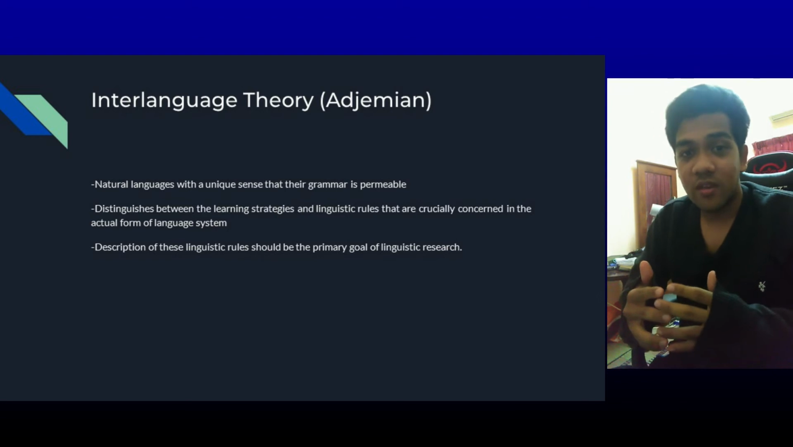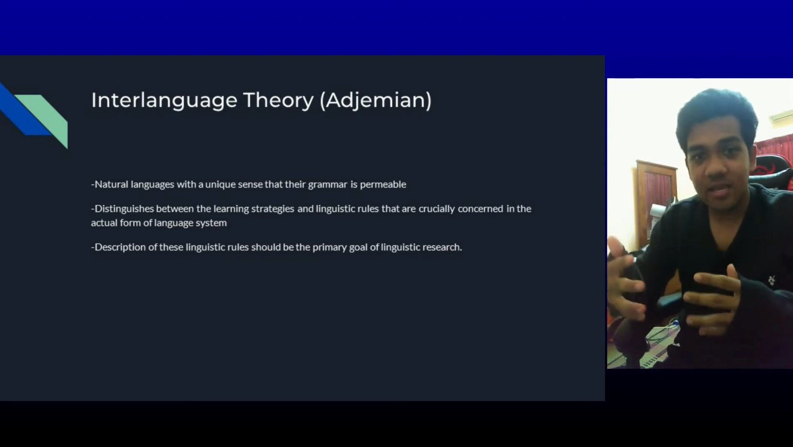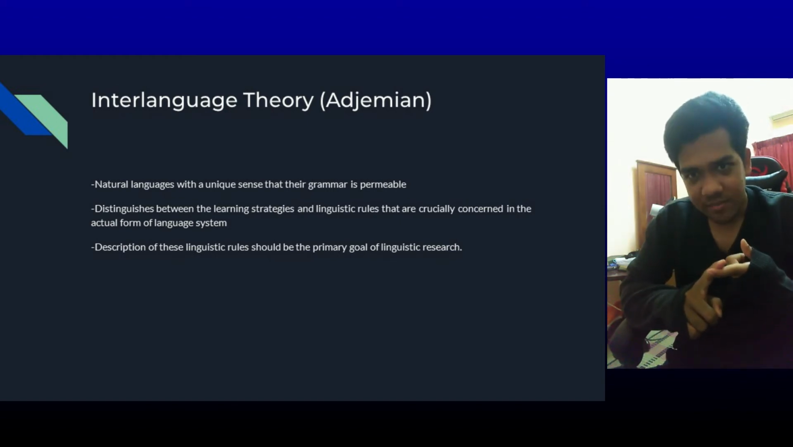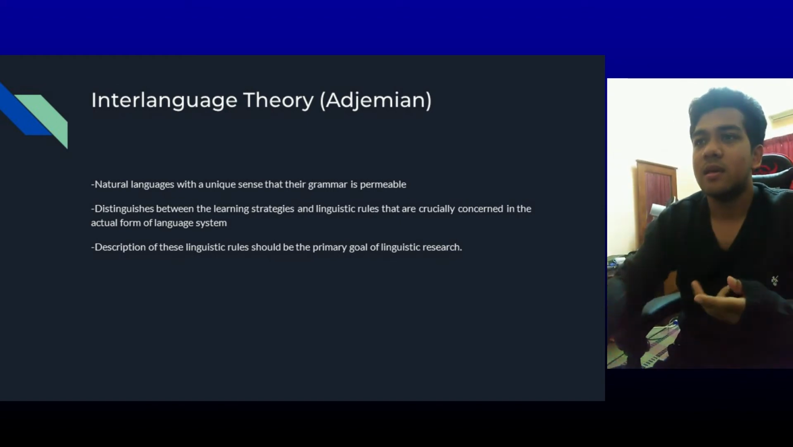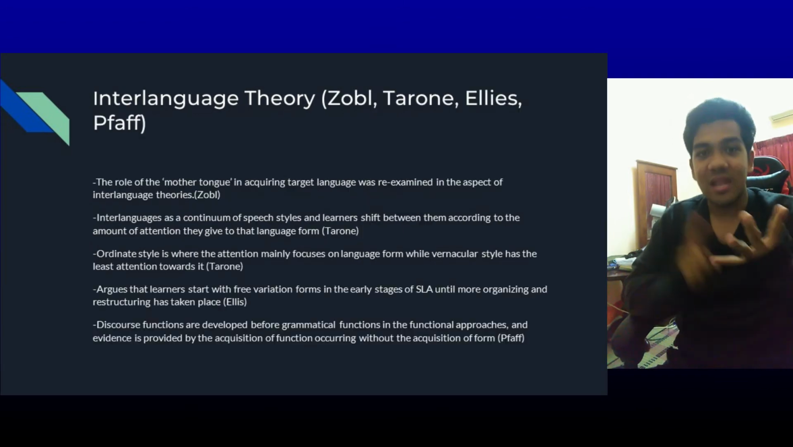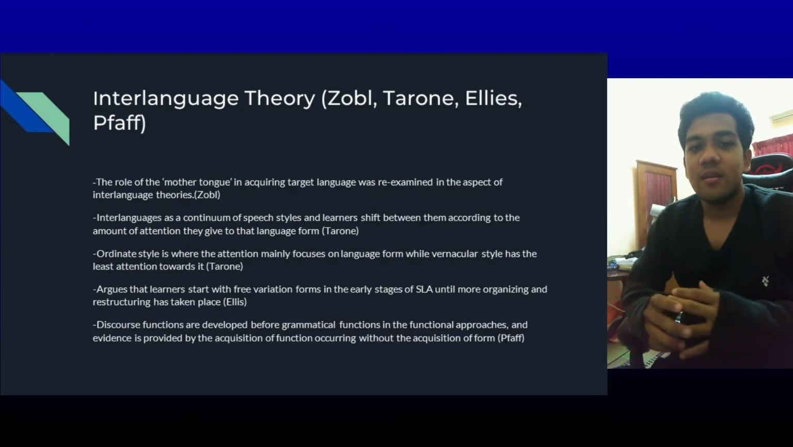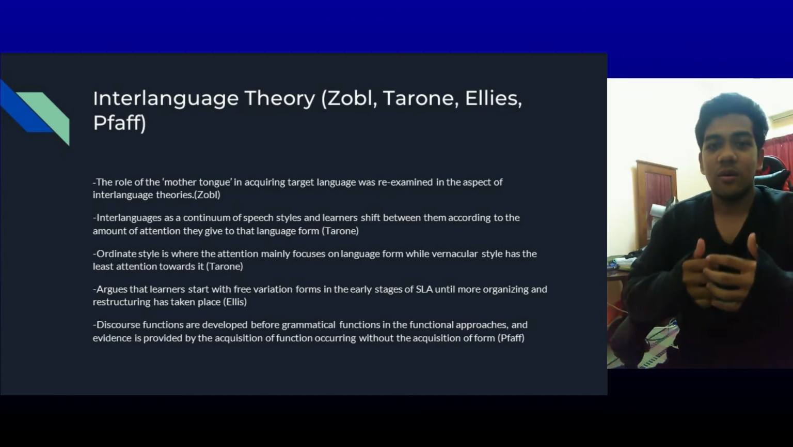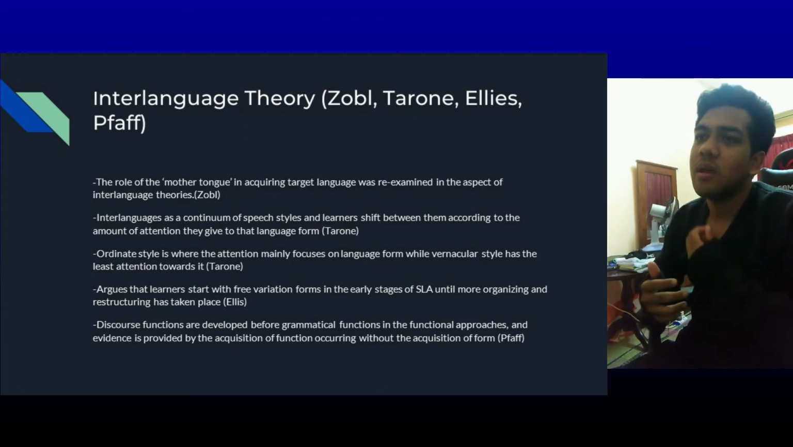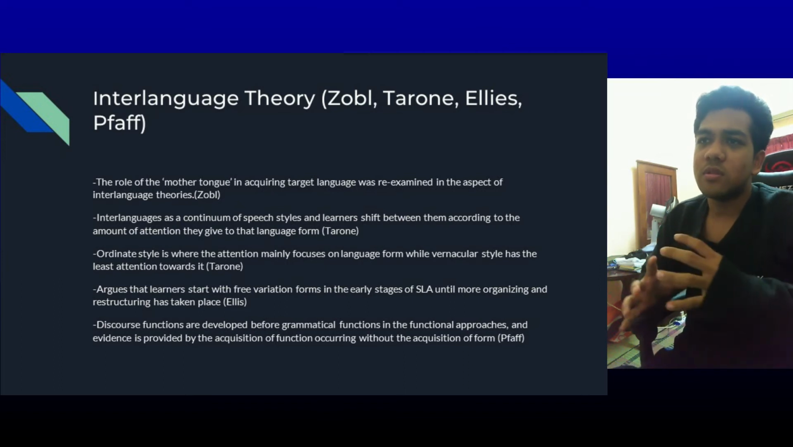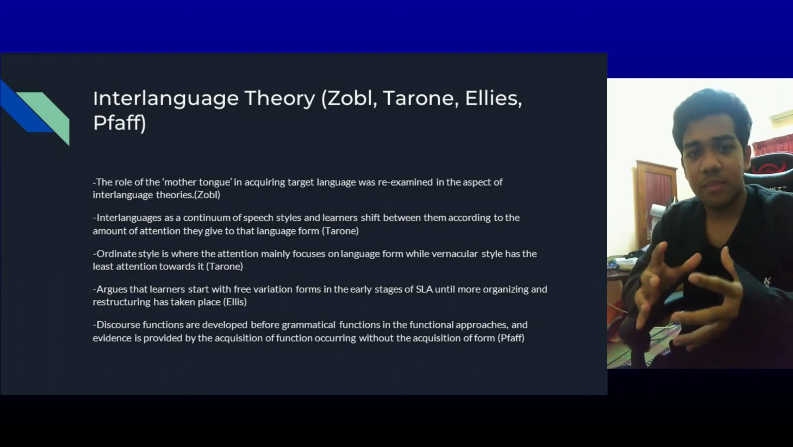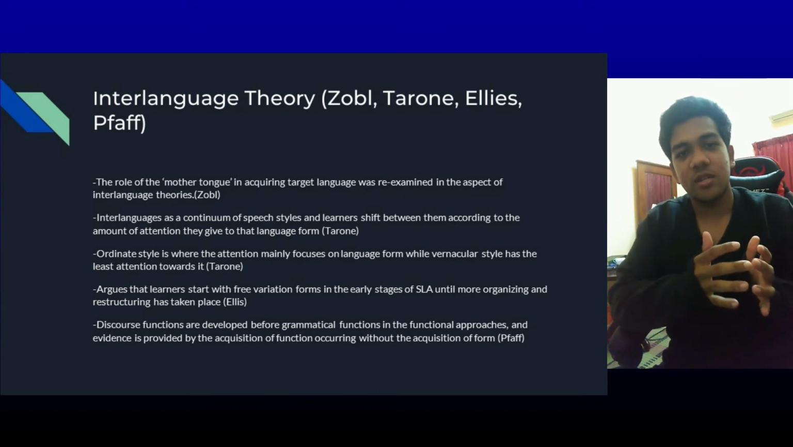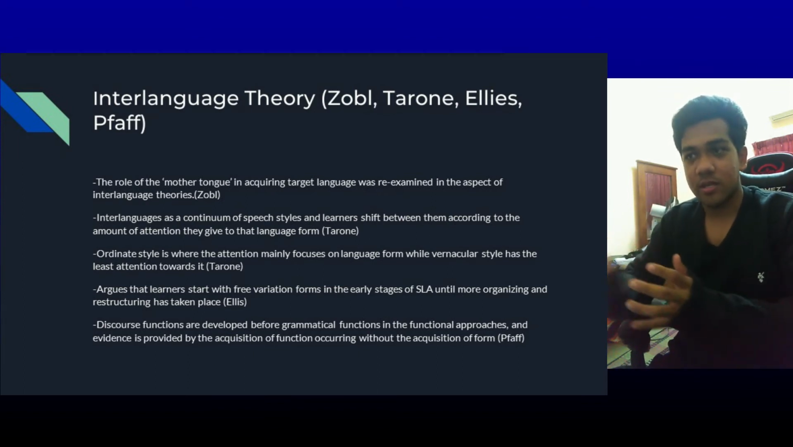Okay, not only do we have the interlanguage theory by Selinker, but we also have interlanguage theories by Jemian, Zobel, Thorne, Ellis and Faf. Those are five people including Selinker. These theories all talk about the phases that people have to go through from first language acquisition to second language acquisition.